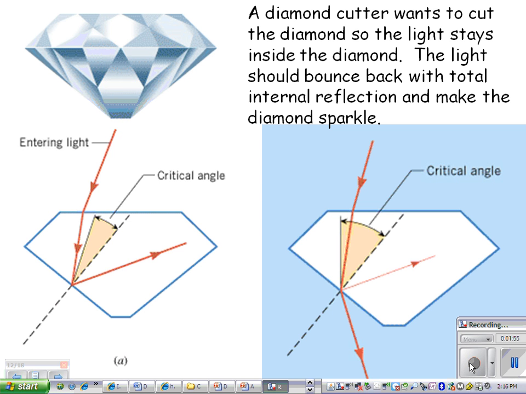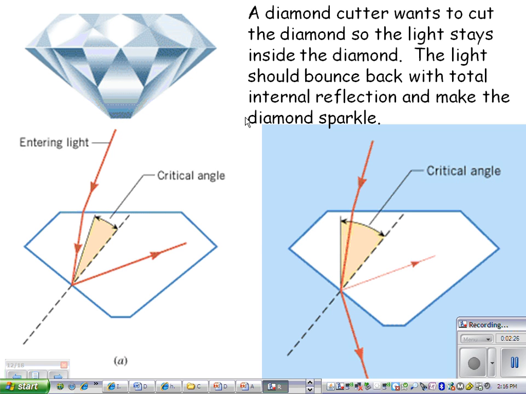Here's an example of why diamonds are so sparkly. What happens is the light comes in. You want the light to come in at an angle beyond the critical angle so that you have total internal reflection, and so that any of the light coming into the diamond actually gets trapped down inside here because it's beyond the critical angle and bounces back out, and then the light comes back up at you, and so the diamond is sparkly, and that's why the diamond is cut at a certain angle.